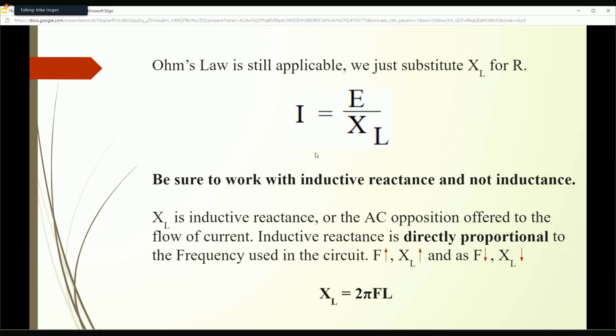Now, in terms of Ohm's law, we mentioned that you can use the same formulas if you're going to calculate total inductance. In series, I just add my inductors together. If you're going to calculate total inductance in parallel, it's the reciprocal of the sum of reciprocals. It's just like resistors.